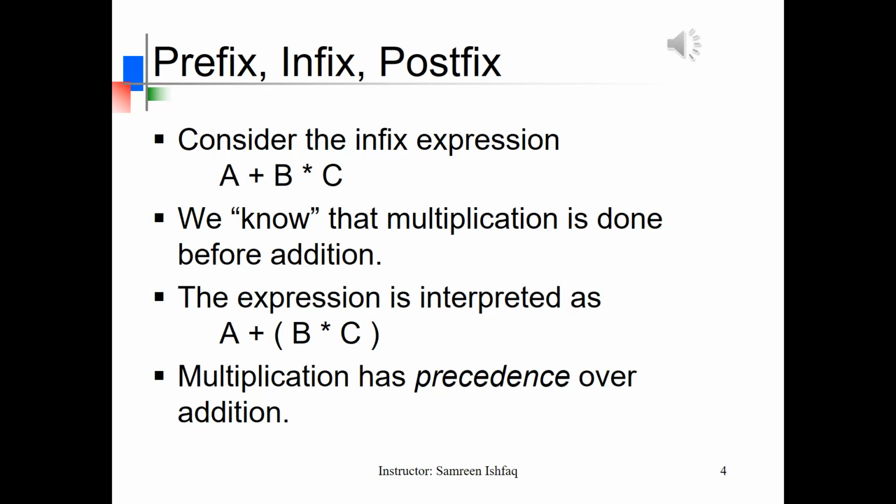In this topic, we will learn how to convert an infix expression into postfix. So we will take an example. This is an infix expression: A plus B into C. And all of you are familiar with the math rule. So we know that multiplication is done before addition. So we can write B into C in brackets. This indicates that we will solve the multiplication part first and then addition, because multiplication has precedence over addition.